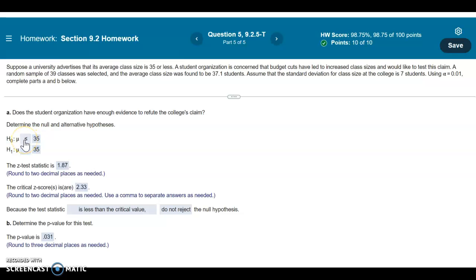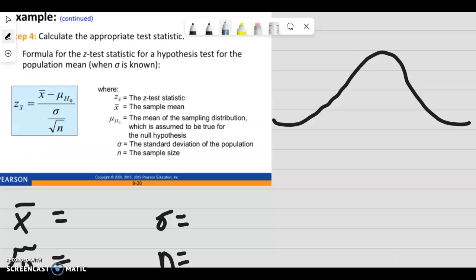Well, the opposite of that, if it's not less than or equal to 35, your alternative would be greater than 35. So we already know that this is a one-tailed test. And if we were to draw this just using 35, your alternate or your critical area is going to be the greater than side. So we already know that this is going to be our area of rejection.